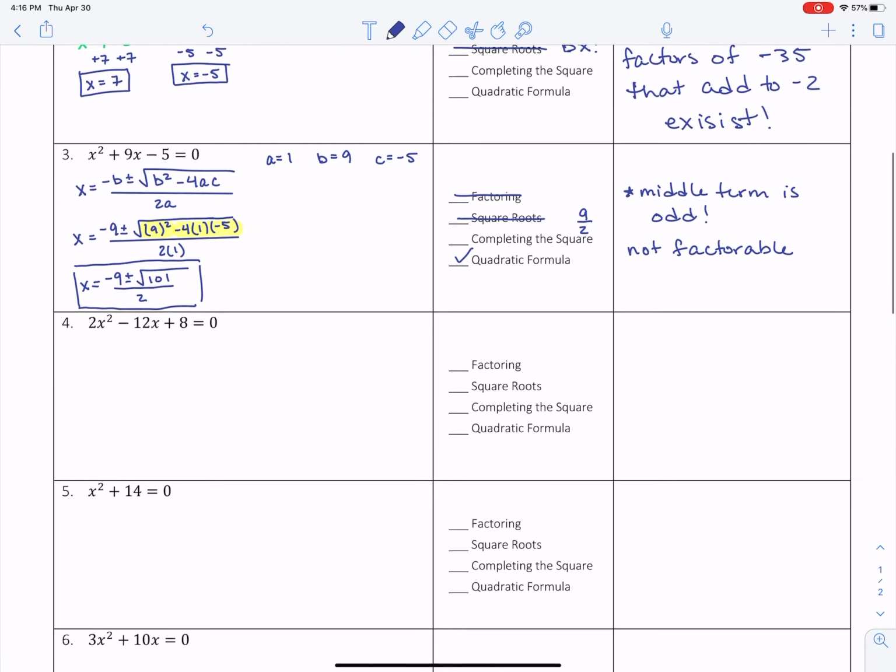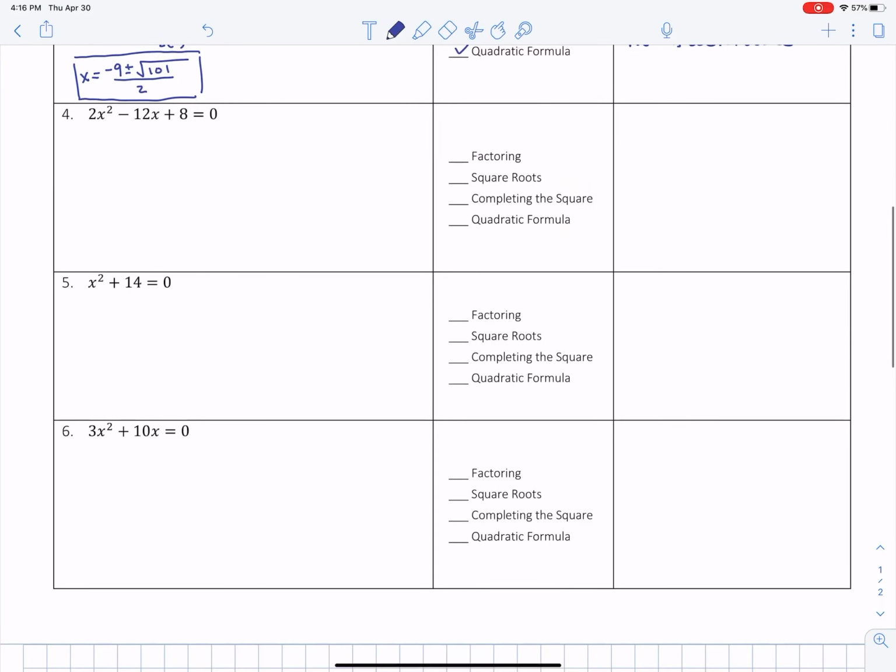Okay. We got a few more that we're looking at here. I'll switch up colors again for you. There you go, for purple. So we could go ahead and look at this guy. First things first, check to see if it's factorable. I'm looking at factors of 16 that add to -12. I can't do that. So I can't factor. It has that middle bx term, so I can't use square roots. But here's what's cool: yes, I can use completing the square.